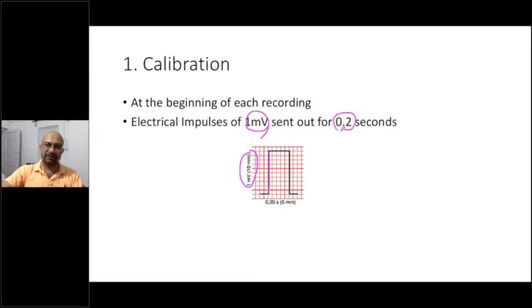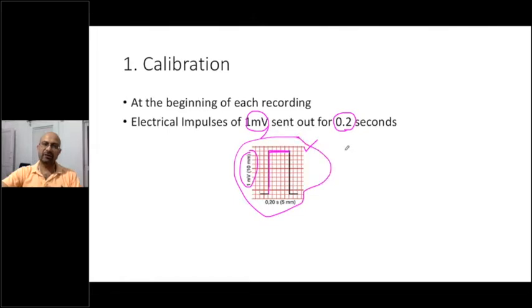Now this impulse is given for 0.2 seconds. If you remember, 1 large square was 0.2 seconds. So the height of this calibrating wave will be 1 millivolt, 10 mm, and the length of this would be 0.2 seconds. It's important to see this calibration, because if it is disturbed, then you will not be able to see the voltages and the periods in the ECG to interpret it appropriately. That's why it is very important to make sure that the calibration is correctly done.